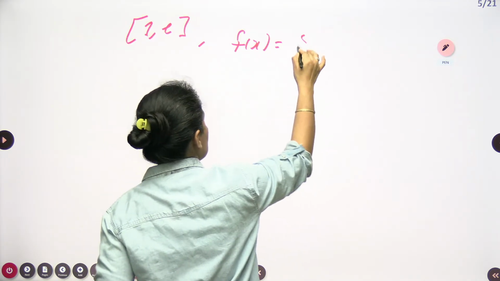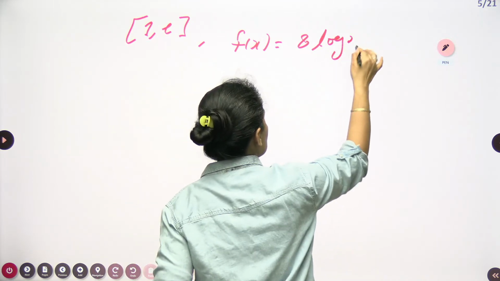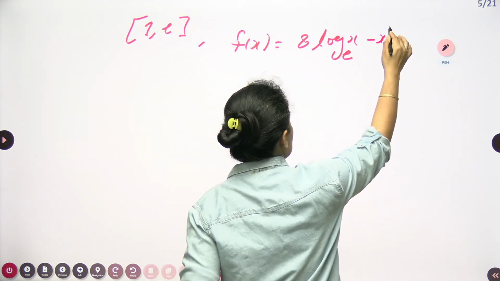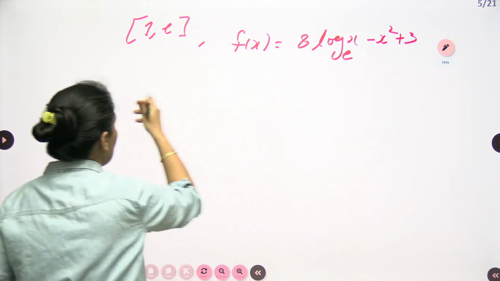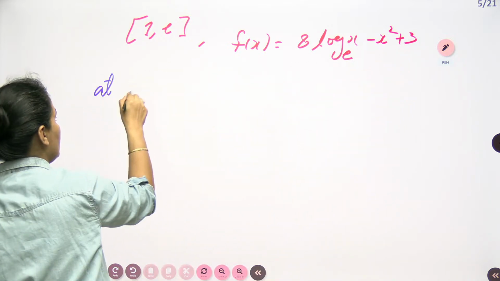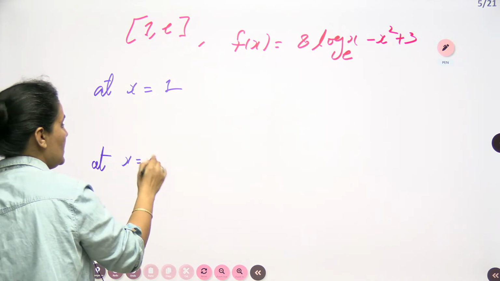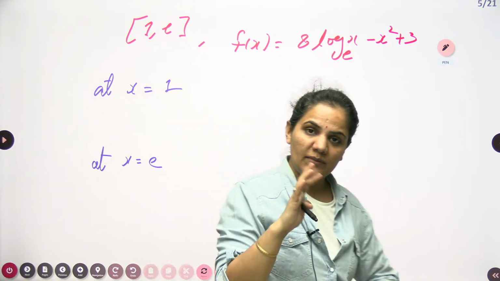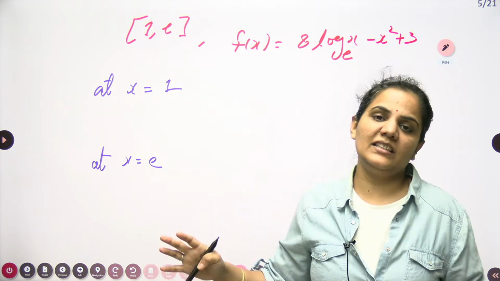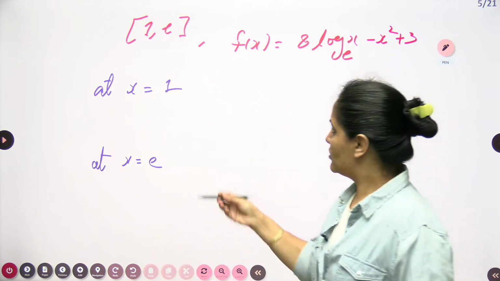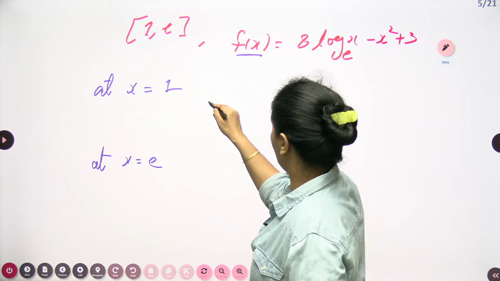The function is 8 log of x with base e minus x square plus 3. Here we will check the value of this function at x equals 1 and x equals e. Among these, whatever is minimum, I will consider that result as the global minima. So at x equals 1, I need to put the value here.